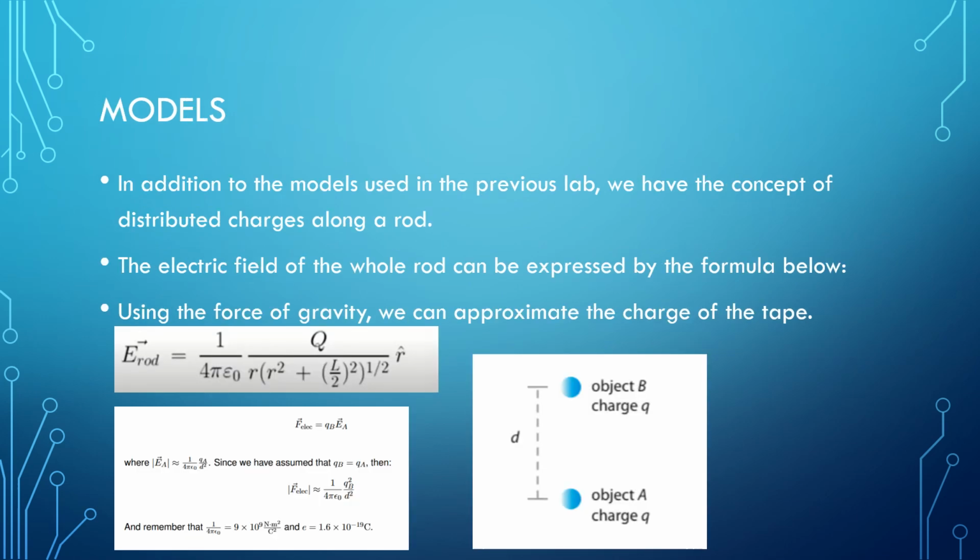Okay, so in addition to the models used in the previous lab, with electric field, electric force, as well as the force of gravity, we also have the concept of distributed charges along a rod. The electric field of the whole rod can be expressed by the formula below, where L is the length of the rod and R is the radius of the rod. Using the force of gravity, we can approximate the charge of the tape.